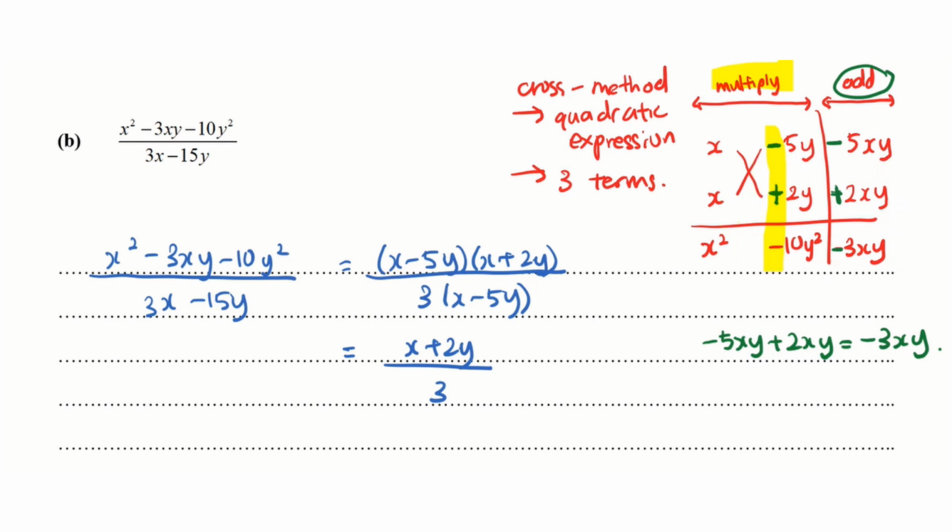Now that I have already done my cross method, going back to the factorization, I will see that I have x minus 5y times x plus 2y. In the denominator, we will just simply be extracting common factors. I will extract out 3 and I will get 3 times x minus 5y in the denominator. Now that I have completed my factorization, I can cancel away similar factors. So x minus 5y can be cancelled away. Therefore, my answer will be x plus 2y over 3. I hope you're able to get this answer and get the understanding behind doing this question.